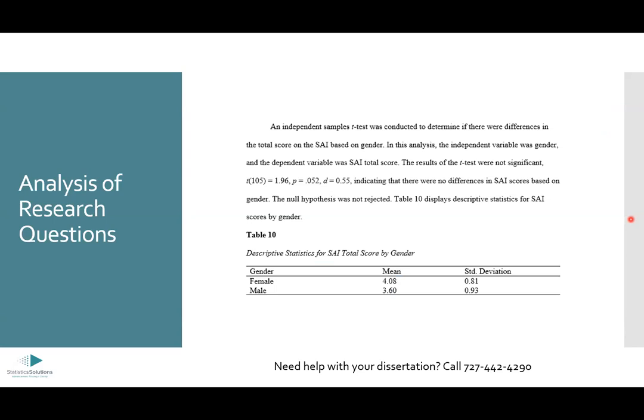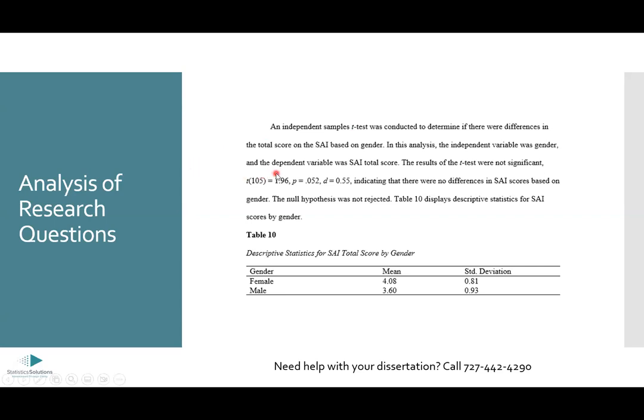So here are a few examples. This is an example of an independent t-test. This t-test was conducted to determine if there were differences between the scores on this instrument, the SAI instrument, based on gender. So we wanted to know if males and females had different mean scores on the SAI inventory, and we wanted to know if the differences were statistically significant. So that's why we're conducting this t-test.